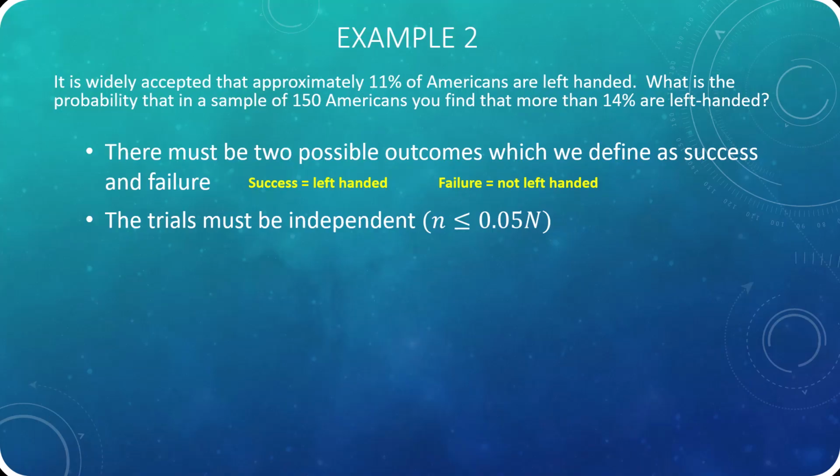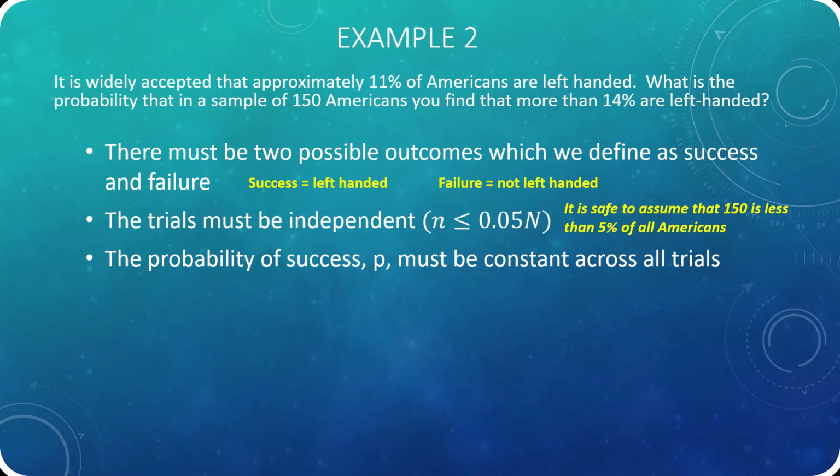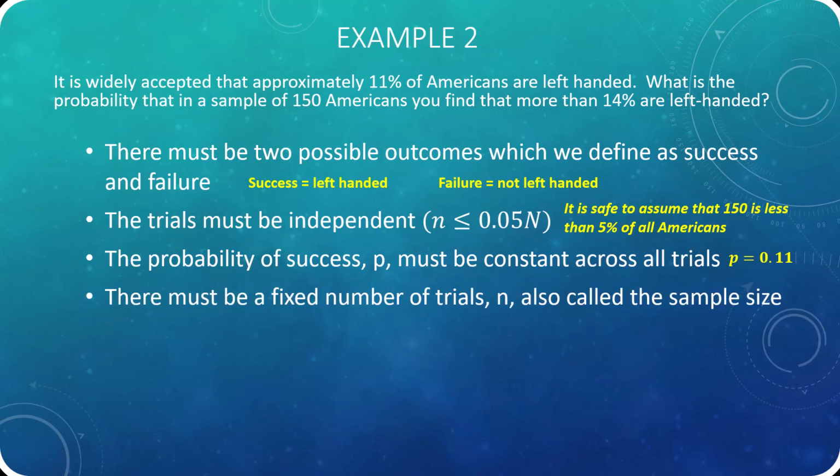Okay, so then we say the trials must be independent, and we achieve this by saying that the sample size has to be less than or equal to 5% of the overall population. So I think it's reasonable to say that 150 Americans is less than 5% of the overall population, for sure. Okay, so then we have to make sure that the probability of success, in other words, probability of encountering a person who's left-handed, is constant. And again, we can say that that is true. We know that the population proportion of left-handed people is 11%. There also has to be a fixed number of trials, which is our sample size, and that is 150.